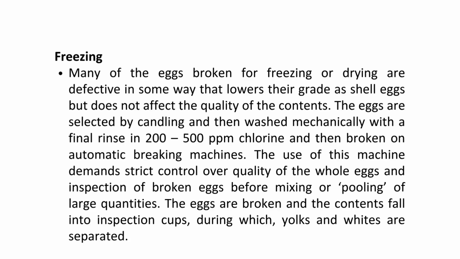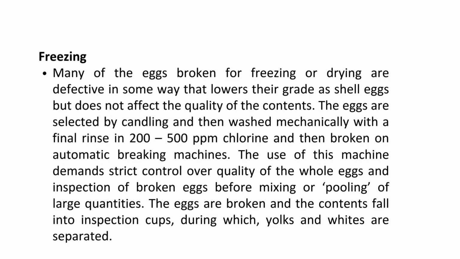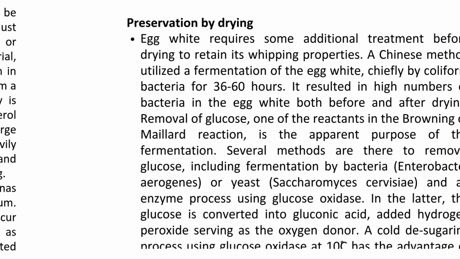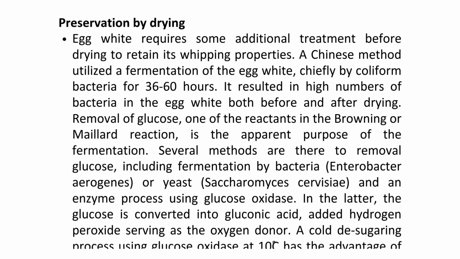To prevent yolks from becoming gelatinous upon thawing, sugar, salt, or glycerol is added before freezing. Frozen eggs are stored at -17.8 to -20.5 degrees Celsius. Another key method is preservation by drying. Egg white often requires pre-treatment to retain its whipping properties. This includes fermenting to remove glucose, which prevents browning. Methods include bacterial fermentation, yeast fermentation, or using the enzyme glucose oxidase.